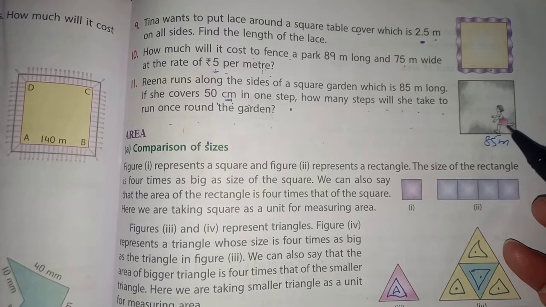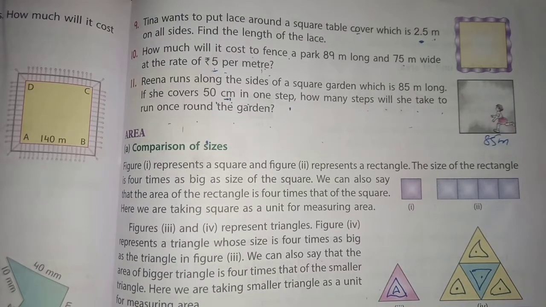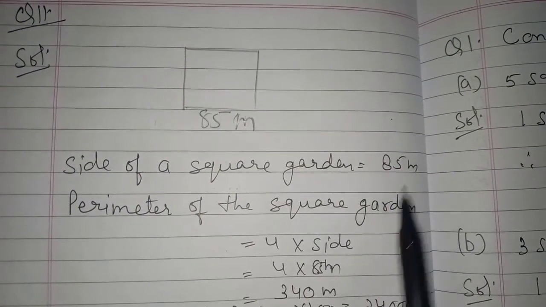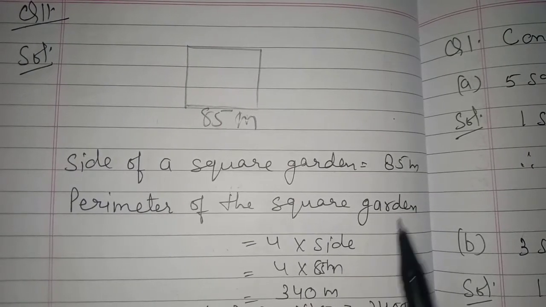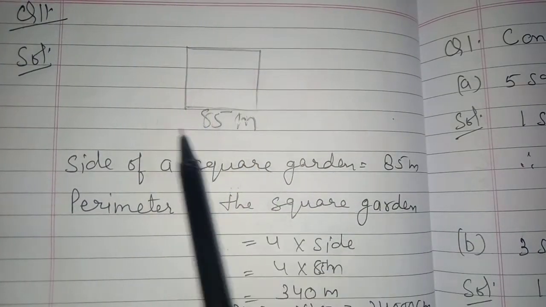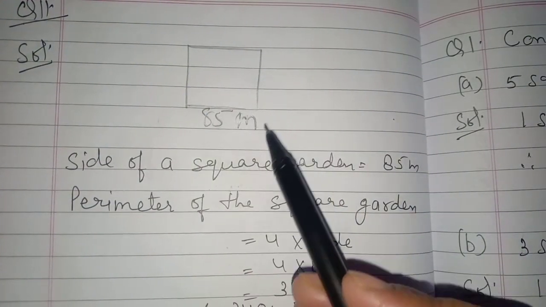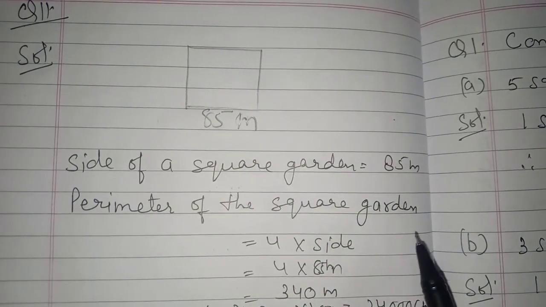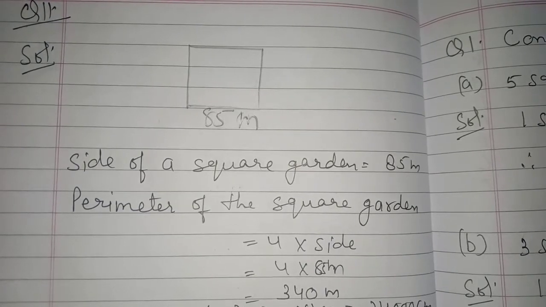Means in how many steps she will cover the distance of the garden when she will run one time. Fine. So, how to find it? Let's see. Now, the side of the square garden is 85-meter and the perimeter of the square garden will be 4 multiplied by side, because we have to find how much distance she covers while running around the garden. It means she has to cover all the sides. It means we need to find the perimeter. So 4 into 85-meter means 340 meter.